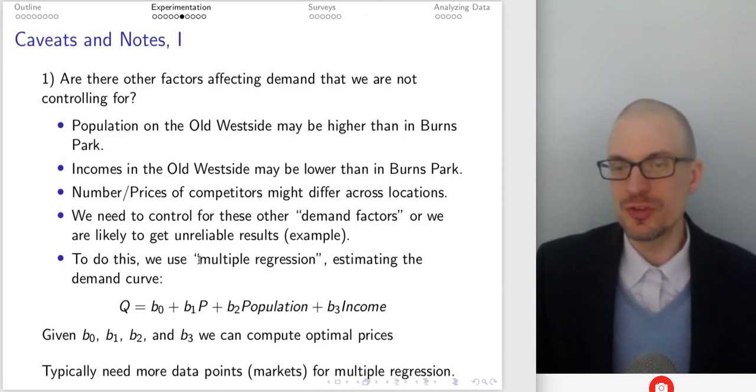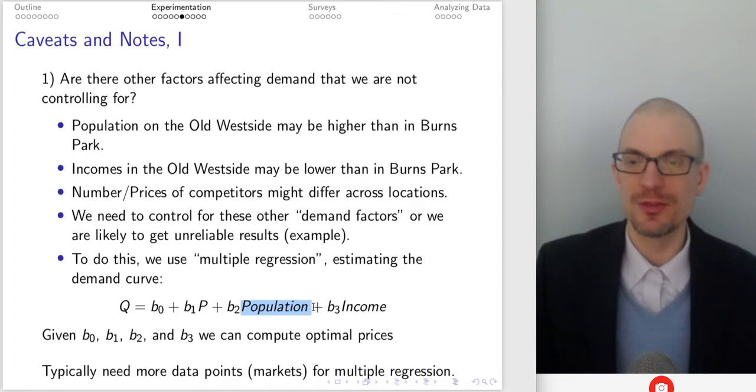So to do this, we'd want to use multiple regression analysis. We'd want to be able to collect data. We'd want to be able to directly control for population and income. And if we do that, once we've estimated beta naught, beta 1, and beta 2, beta 3, we'd be able to state that this is the partial slope. This is the partial effect. This beta 1 is the effect on quantity of changes in price after controlling for population and income.